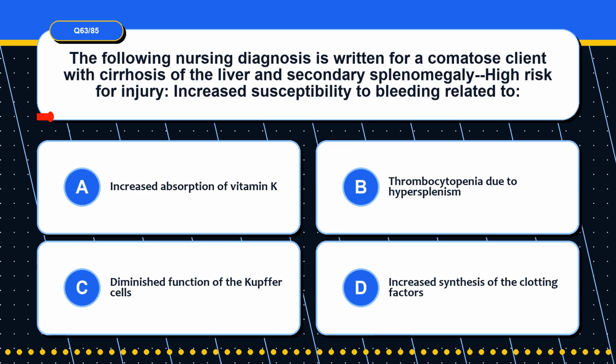Question 63. The following nursing diagnosis is written for a comatose client with cirrhosis of the liver and secondary splenomegaly: high risk for injury, increased susceptibility to bleeding related to. Here are the options. Option A, increased absorption of vitamin K. Option B, thrombocytopenia due to hypersplenism. Option C, diminished function of the Kupffer cells. Option D, increased synthesis of the clotting factors.